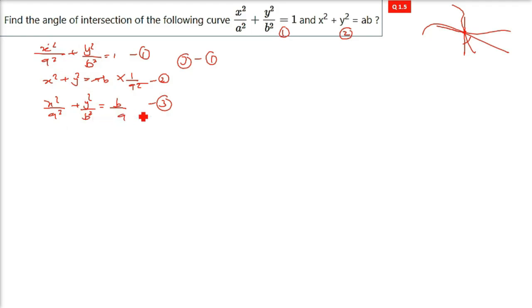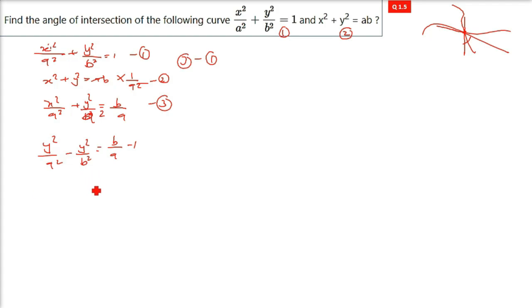So there is a slight change I'll make here, because we have multiplied everything by 1 by a square. So you will get the subtraction, and from that you can find the value of y, and consequently we'll get the value of x. So we have subtraction of 1 and 3: y square by a square minus y square by b square is equal to b by a minus 1.